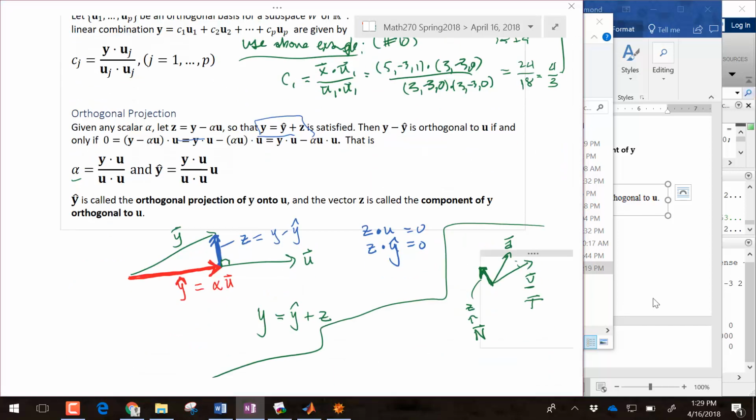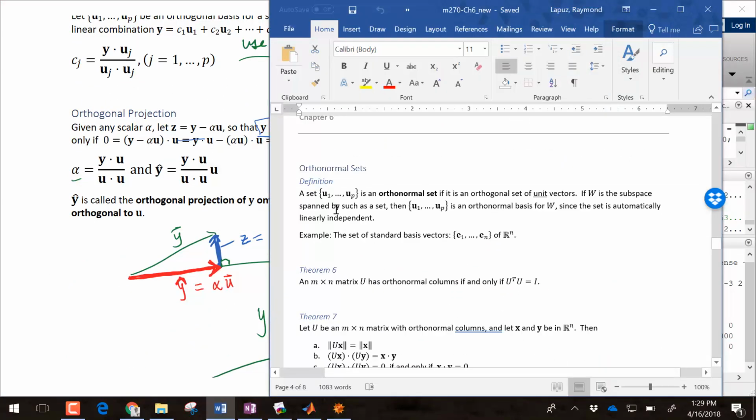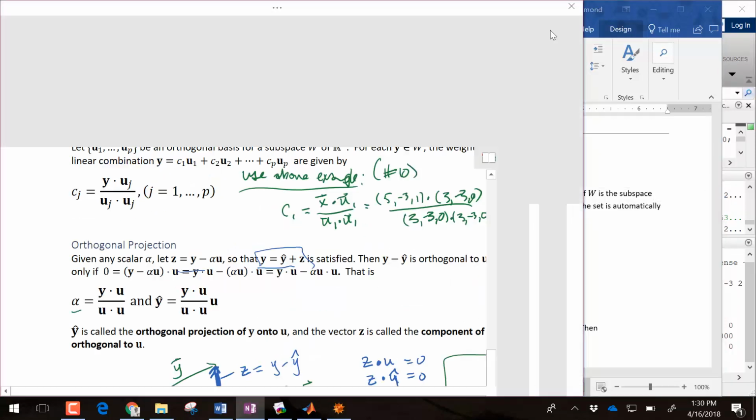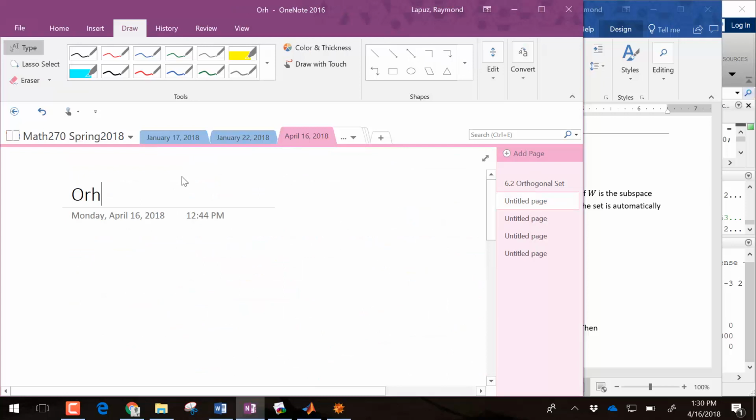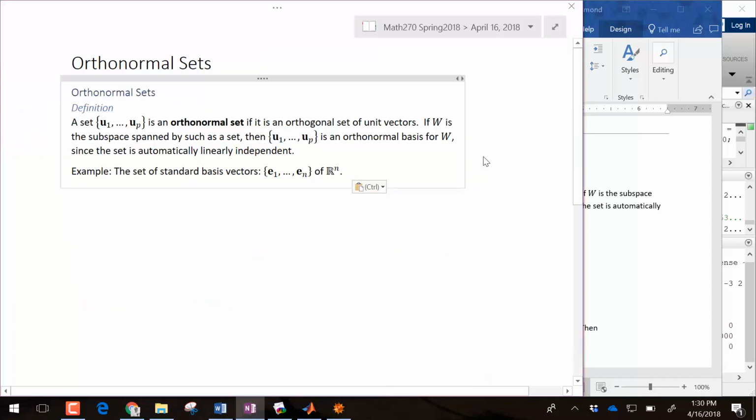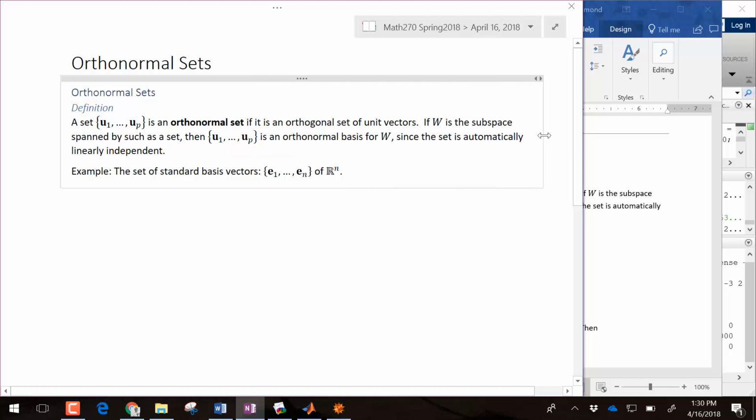All right, where are we? We're here: orthonormal sets. So now we're going to start talking about not just orthogonal sets, but orthonormal sets. And you know that phrase, when we normalize a vector, we essentially make it of unit length. An orthonormal set is a set whose vectors are all orthogonal and they all have unit length, which is what we want to push towards.